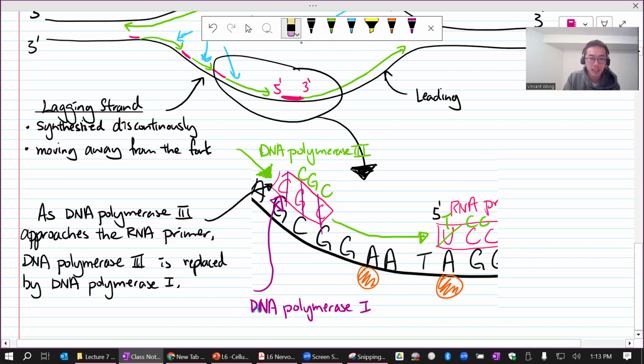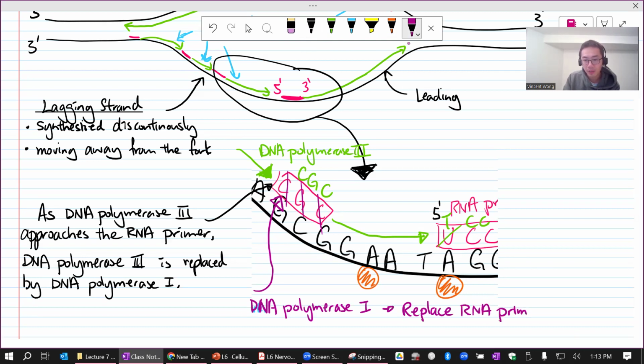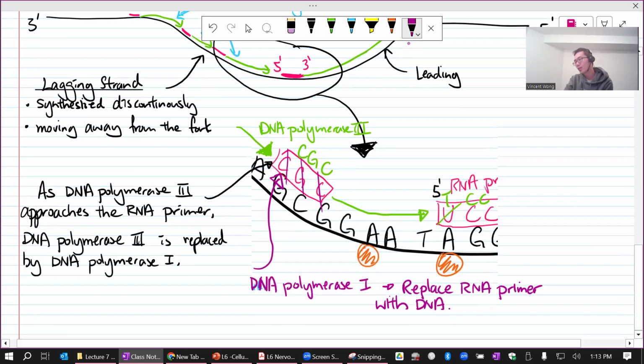And the function of DNA polymerase 1 is to replace the RNA primer with DNA. That's why there's no uracil. There is no uracil in the DNA. It's just thymine. Okay.